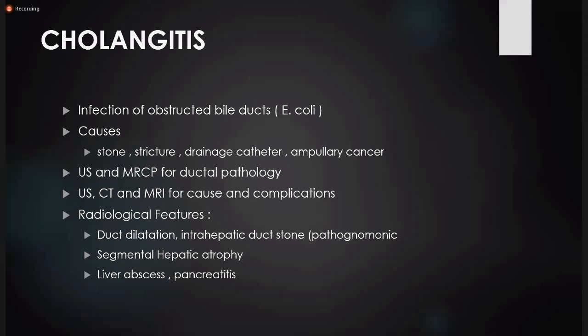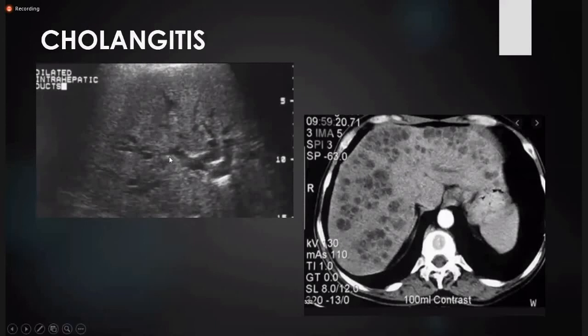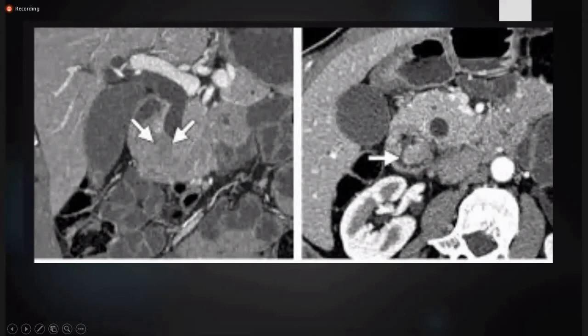Radiological features will show duct dilatation, stones, sometimes liver atrophy is also seen, complicated by abscesses and pancreatitis. This is how cholangitis usually looks on ultrasound. Relatively thickened, dilated biliary channels. And then they can also be complicated by cholangitic abscesses, small peripherally enhancing abscesses within the liver. The cause can be delineated on ultrasound. There's a mass in the periampullary region leading to biliary dilatation and then infection.